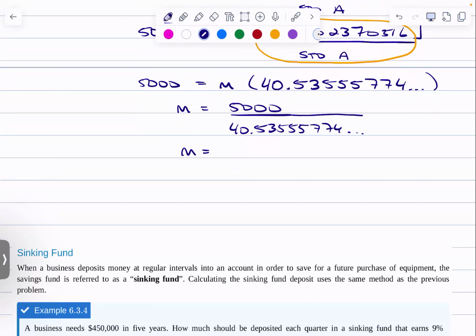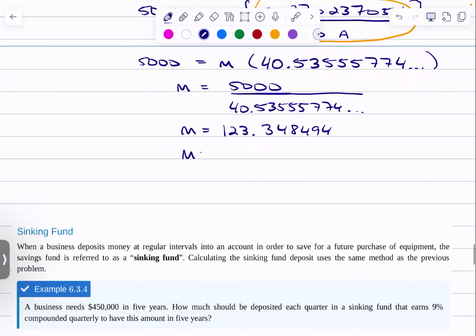So M must be 123.348494. M is a dollar amount. $123.35 rounded to 2 decimal places.